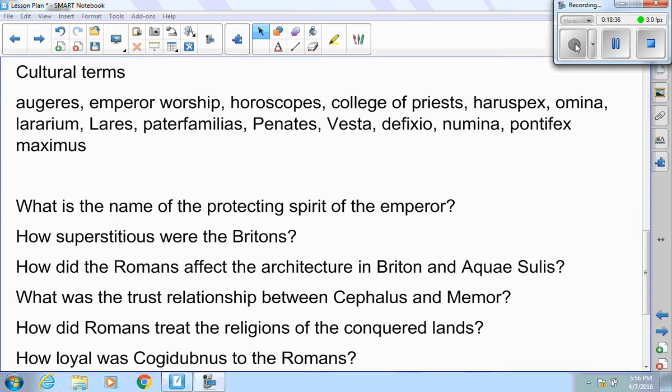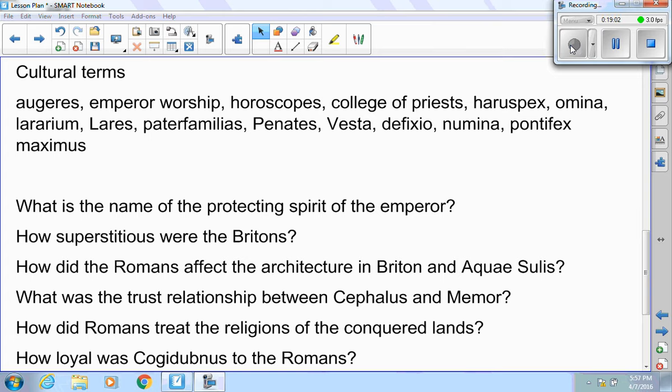So that first list right there, the Augures, the emperor worship, horoscopes, college of priests, Haruspex, and Omina, you need to be able to associate those either with people who are divining, the use of astrology, or Roman state religion. So Augures is a diviner, emperor worship, Roman state religion, horoscopes associated with astrology, college of priests, Roman state religion. Haruspex is a diviner, and so is Omina.